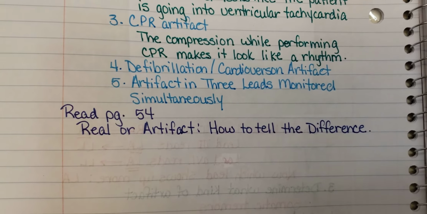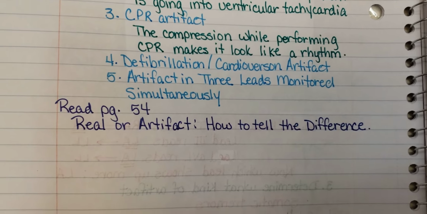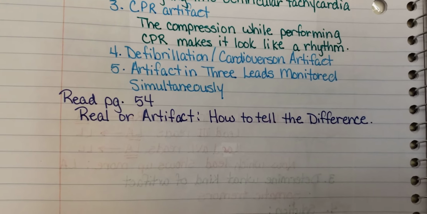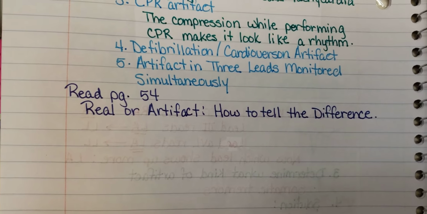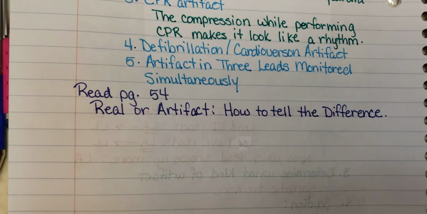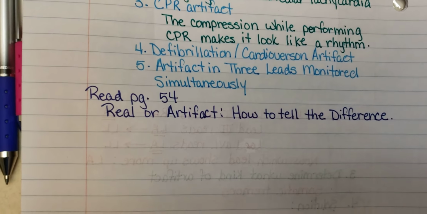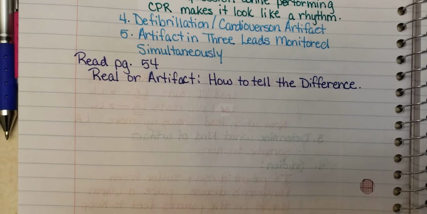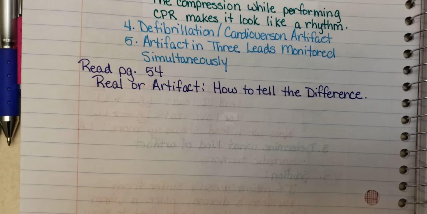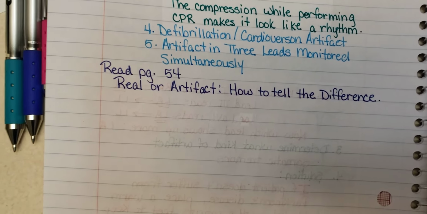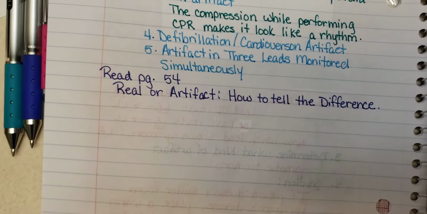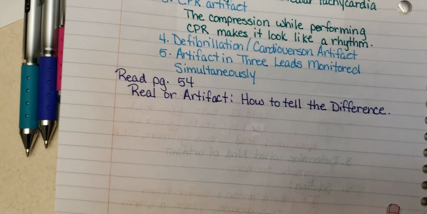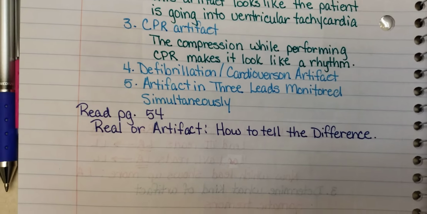The next artifact is the defibrillation cardioversion artifact. Then you have the artifact that's in the 3 lead monitoring simultaneously. Just make sure you read page 54, real or artifact, how to tell the difference. That is very important because it gives you a lot of clues as to how you can tell if a rhythm is real or if a rhythm is an artifact.